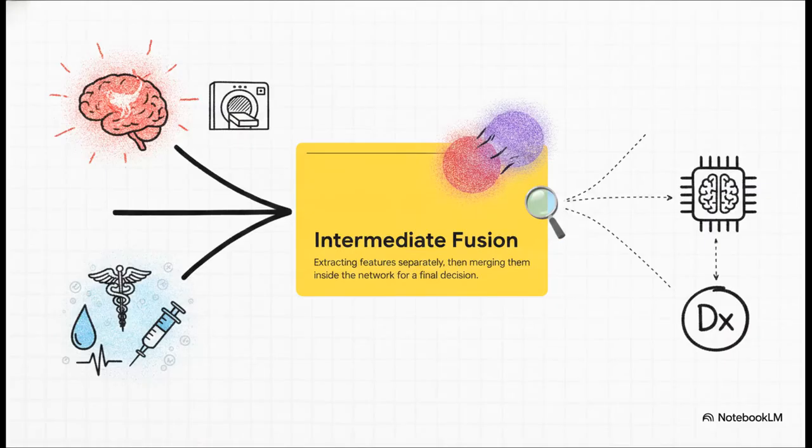I want to really zero in on intermediate fusion for a second because it is proving to be a total game changer in modern medicine. Imagine the AI has one branch looking at an MRI to understand the physical shape of a tumor, and another separate branch looking at clinical data to understand the patient's blood work. Intermediate fusion allows the AI to extract the shape feature and the blood feature separately, weigh their intrinsic value against each other in real time, and then fuse those specific, highly processed features together before making a final diagnostic decision.